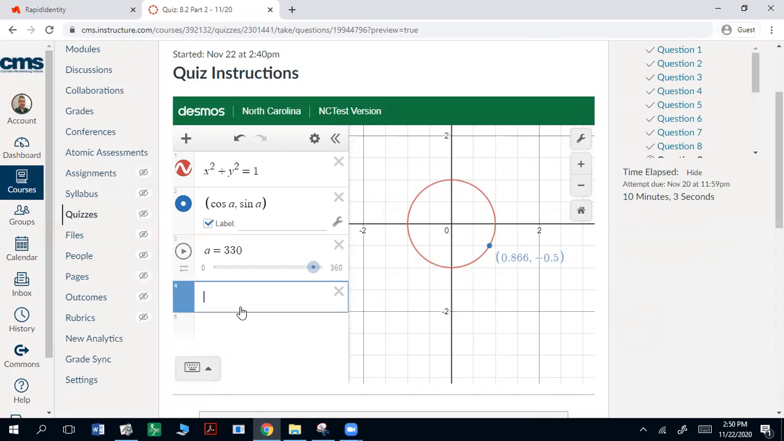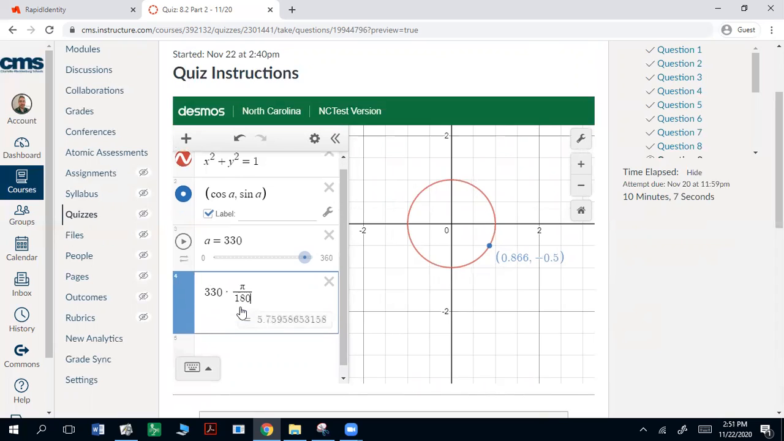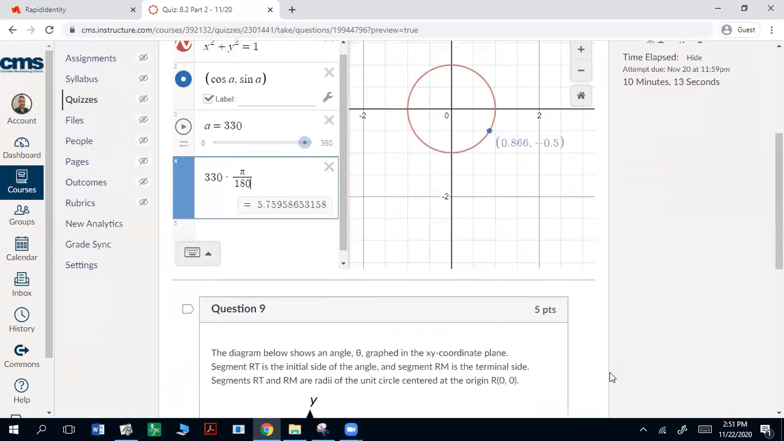So 330 multiplied by pi over 180, 5.759. So I'm going to round that up to 5.76.